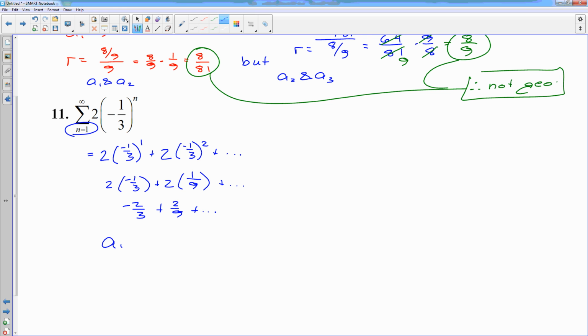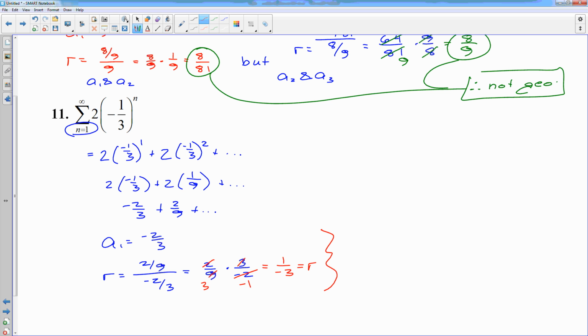Then I can see that my first term is negative 2/3, and my ratio, you will simply divide those. That's 2/9 divided by negative 2/3. You will flip and multiply: 2/9 times 3 over negative 2. Let's simplify that. 2 cancels negative 2 to leave negative 1. 3 goes into 9 3 times, and that leaves you with 1 over negative 3 for the ratio.